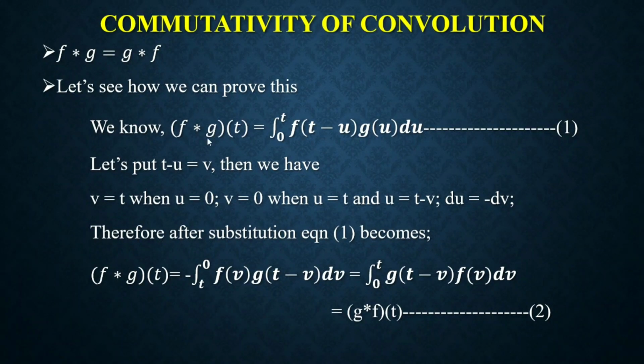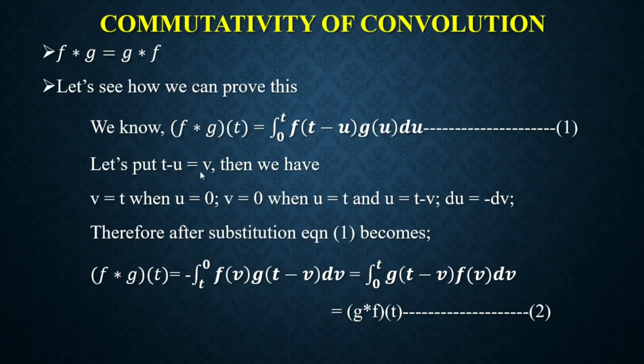Now let's prove this. (f star g)(t) is equal to the integral from 0 to t of f(t minus u) g(u) du, right? Now let's put t minus u equal to v. Since we are changing the variable u to v, we have to change the limits also accordingly. So, when u is equal to 0, we will have v equal to t, that is t minus 0 is equal to t. And when u is equal to t, we will have v equal to t minus t, that is v equal to 0.